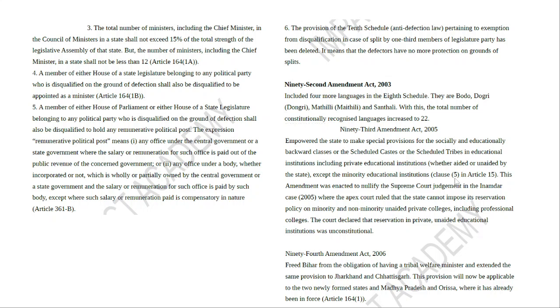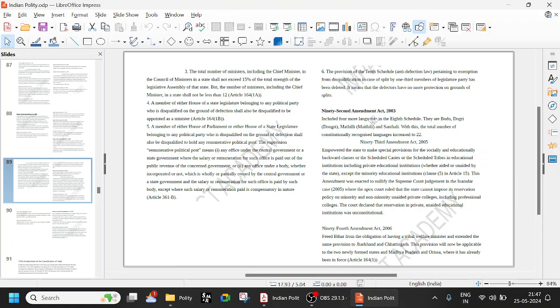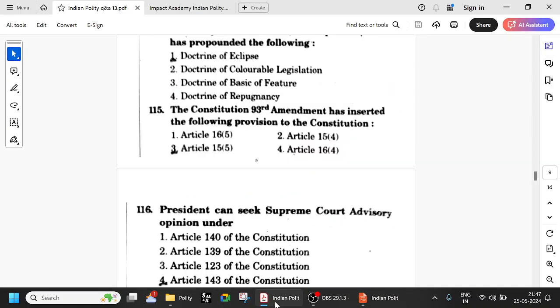So basically, Article 15 and all this is the 93rd. So what is the question? The Constitution 93rd Amendment has inserted Article 15(5). Try to remember that: 15(5). Among fundamental rights, Article 14 is right to equality, equal protection of laws. Article 15 is non-discrimination, including in employment and all that.